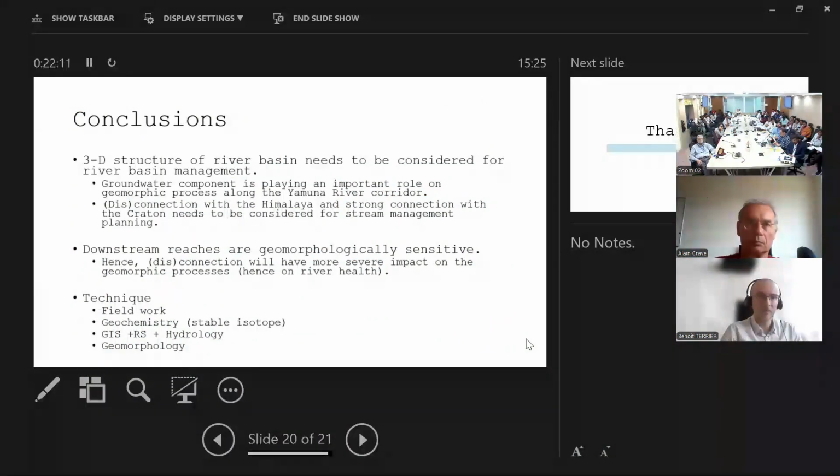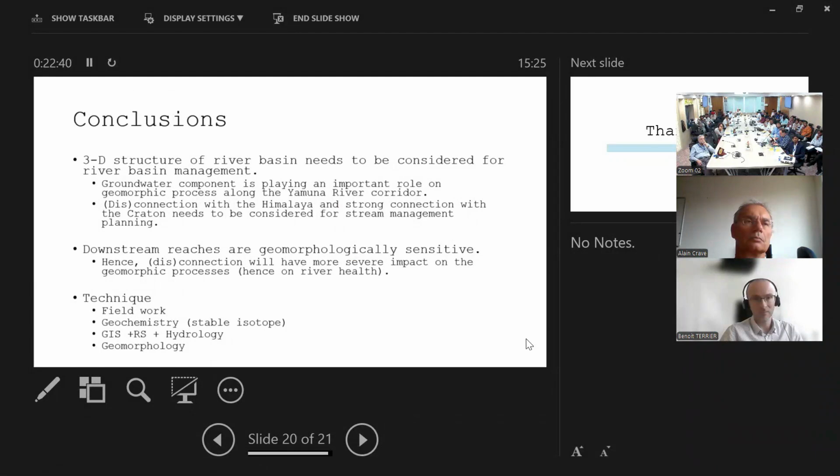The major conclusion is that for river health analysis, we have to consider the 3D structure of a river basin for river basin management. We used to treat those things piece by piece, but we have to bring this aspect into the management application part. And somehow the groundwater-river water connection has not been well studied in the Indian river systems, and now is the time to understand.